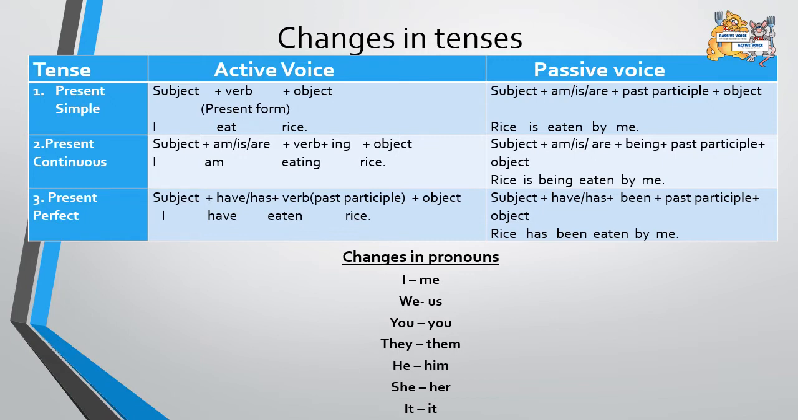Here are the changes in pronouns. The subject pronoun I becomes the object pronoun me. We becomes us. You remains as you. They becomes them. He becomes him. She becomes her and it remains as it.